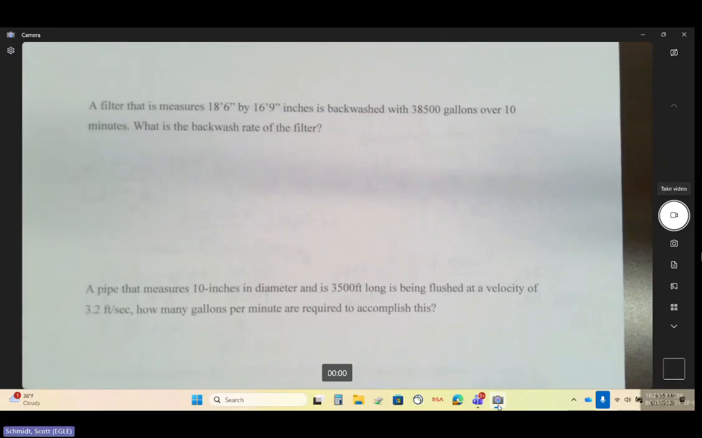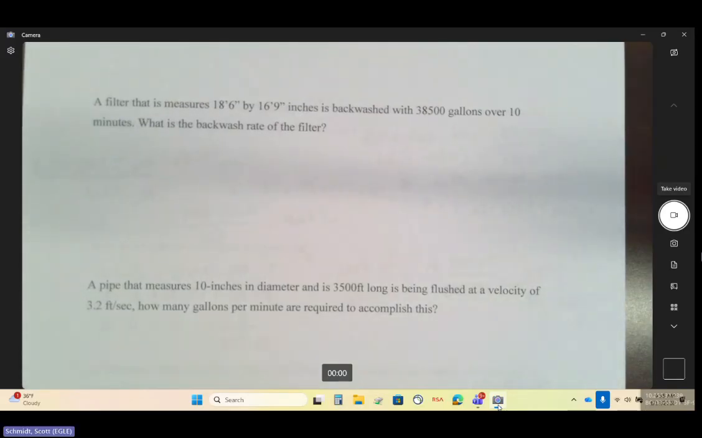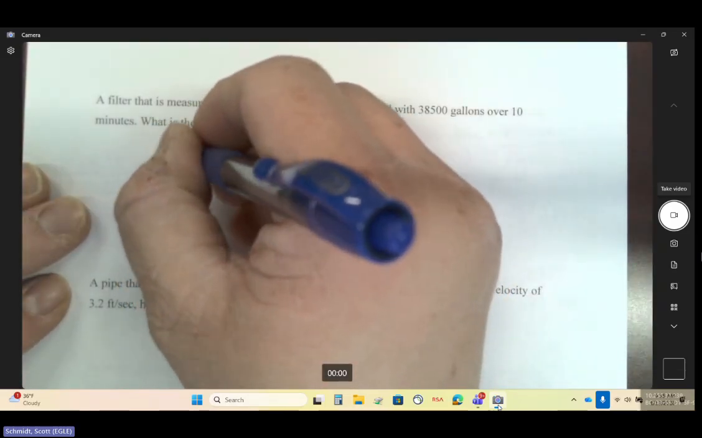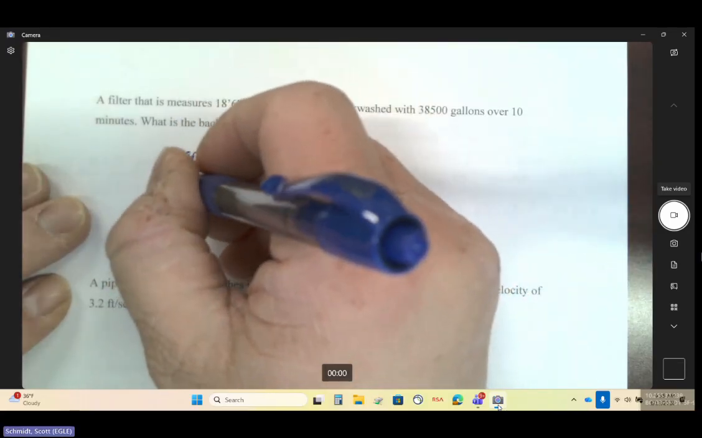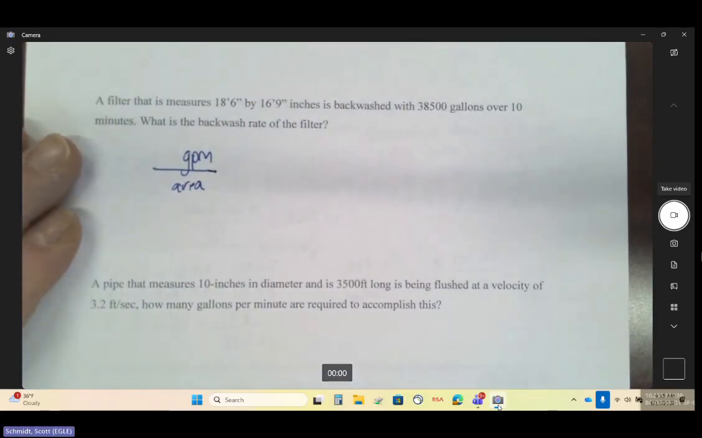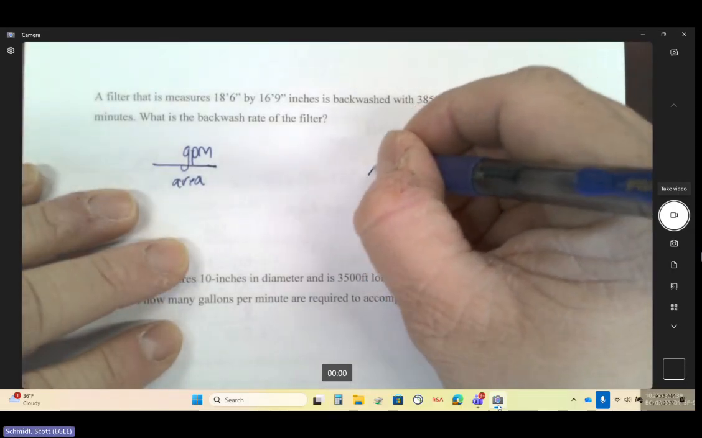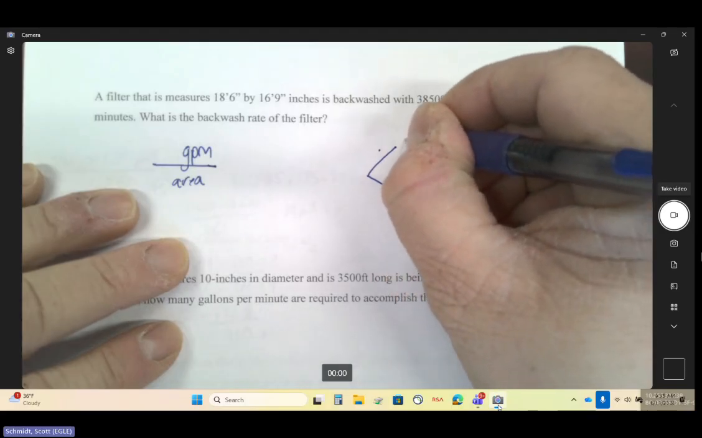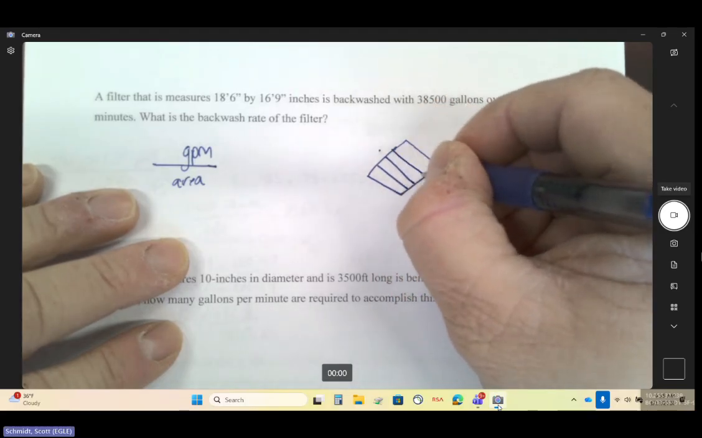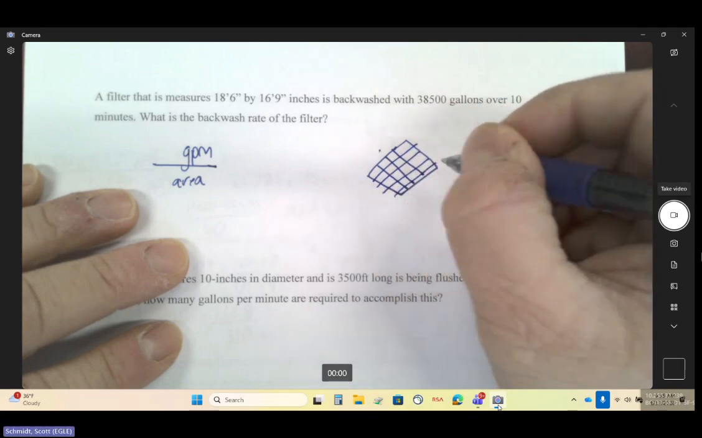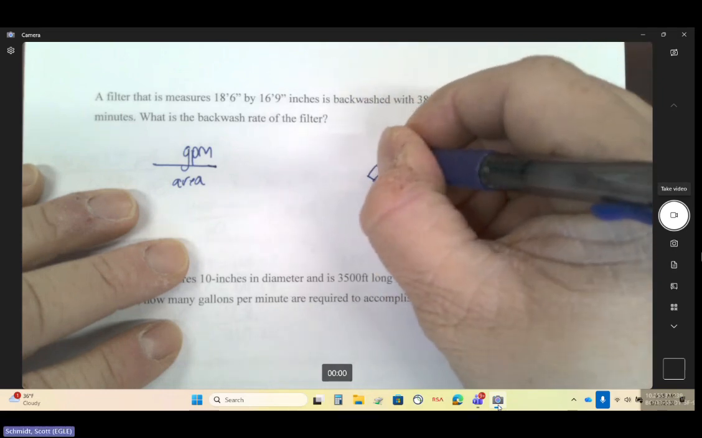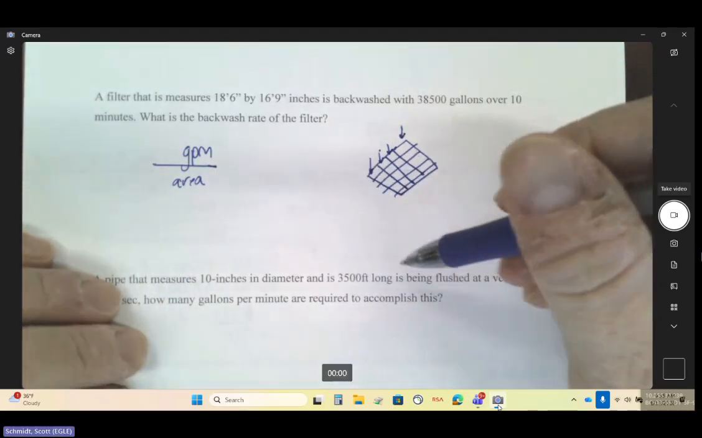A filter that measures 18 feet 6 inches by 16 feet 9 inches is backwashed with 38,500 gallons over 10 minutes. What is the backwash rate of the filter? Okay, so I know the filtration rate, if you recall, was gallons per minute over my area. Well, what's the difference between a backwash rate and a filtration rate? Well, let's draw a filter here. Imagine it's got a gridded pattern on it. So filtration rate goes this way through a filter, correct? It goes down through the filter, and it's gallons per minute per square foot.